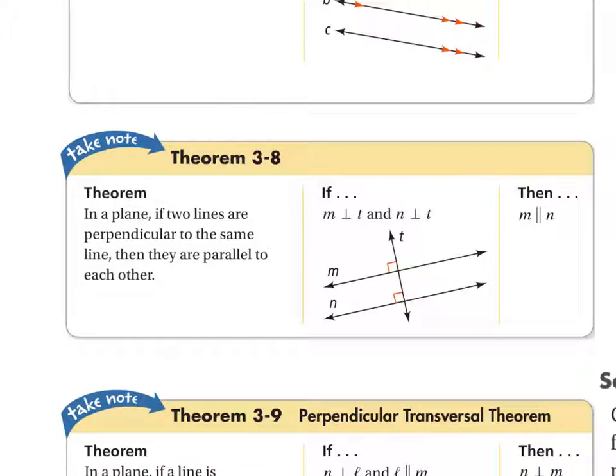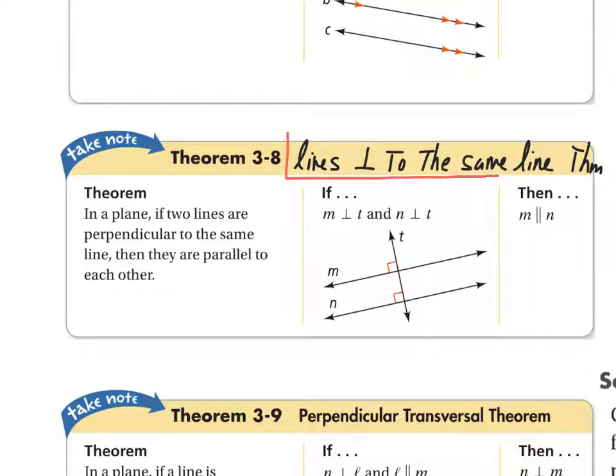And so this one, I'm going to call this, it doesn't have a really nice name to it, but it's going to be called the lines perpendicular to the same line theorem. Lines perpendicular to the same line theorem. Not a real nice name, but again, helps us remember what it says.